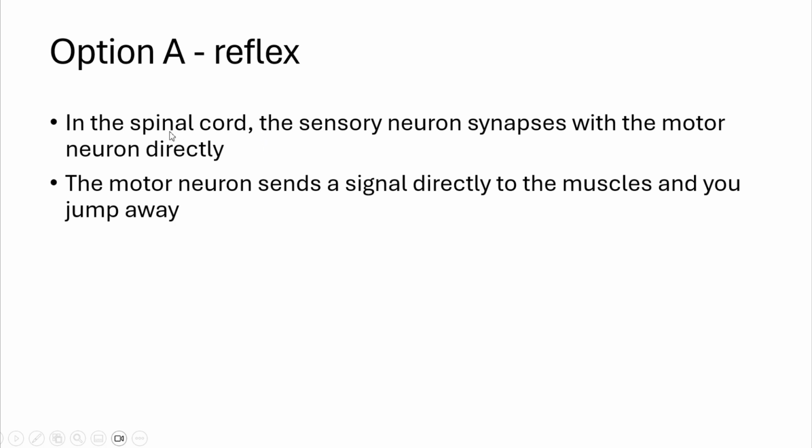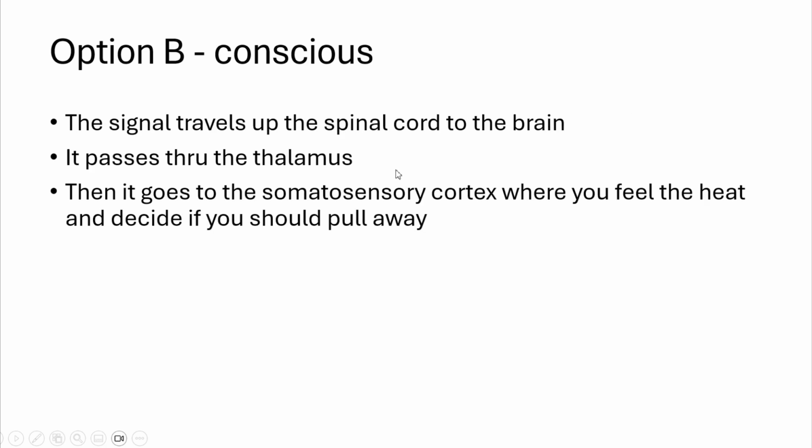Either option one is a reflex. In the spinal cord, the sensory neuron synapses with the motor neuron directly. So through the relay, it goes to the motor neuron, and bang, you jump away from the sharp thing that you touched. Or it could do the second thing, which is conscious: the signal travels up the spinal cord to the brain instead of straight to the motor neuron.